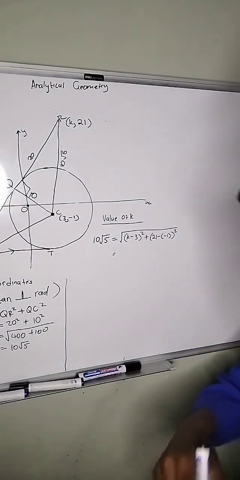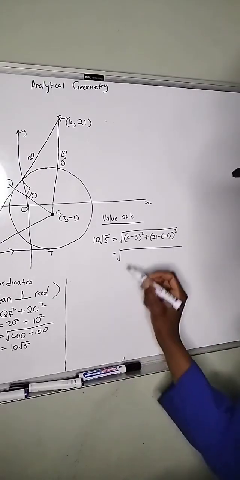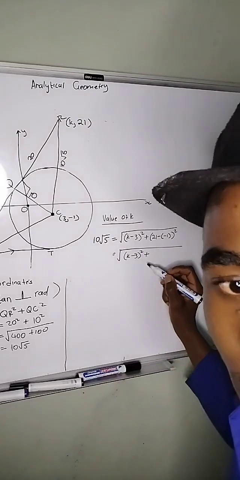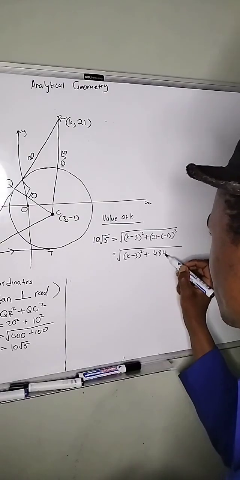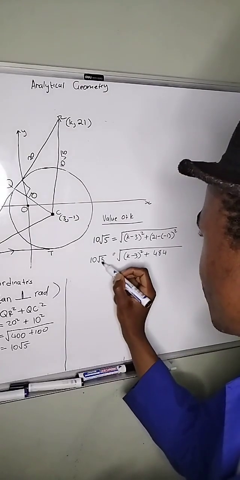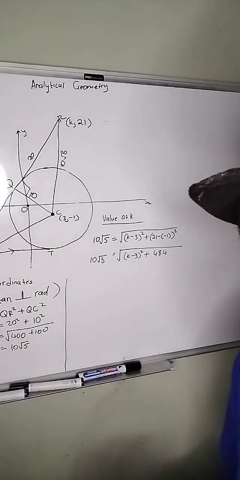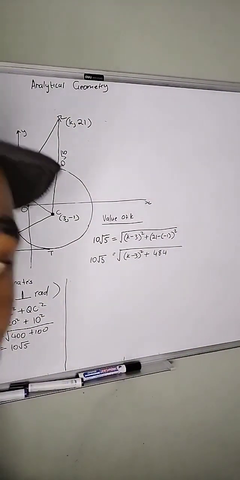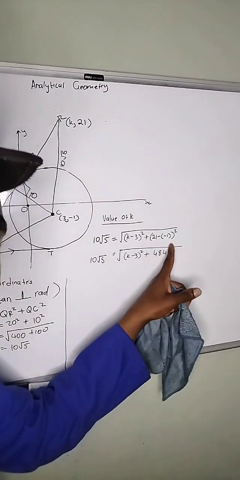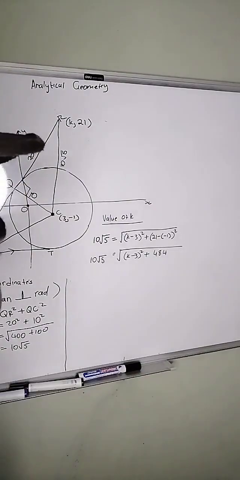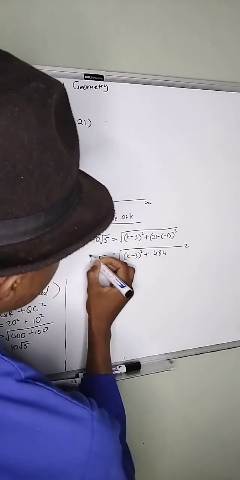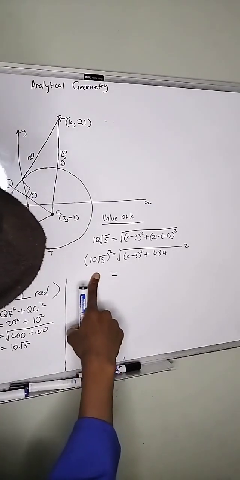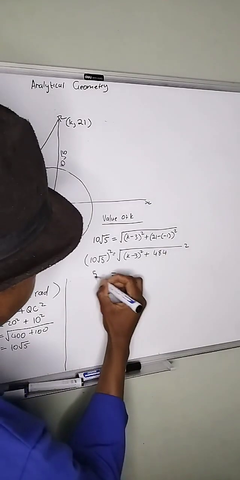So I'm going to have (k minus 3) squared plus 484 is equal to 10 root 5. So what is it that I have to do here? Let's solve this together, because we know we have people who have the concept but are failing to solve it. We are going to square both sides. Then what is the answer here? It's going to be 100 times 5, which is 500.